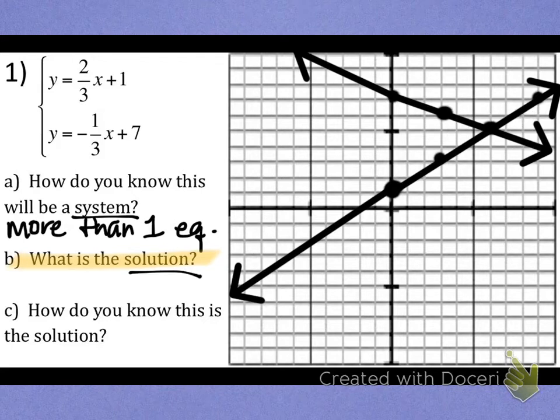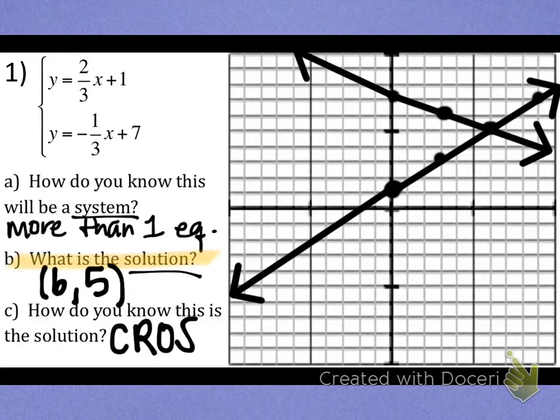All right, so that's where our solution will be, and therefore the solution is (6, 5). That's where the two lines cross. So how do I know that this is the solution? It's where the two lines cross. You have more room to write that entire sentence, but I don't have that much room. How do you know that this is a solution? It's because it's where the two lines cross. All right, that's number 1.